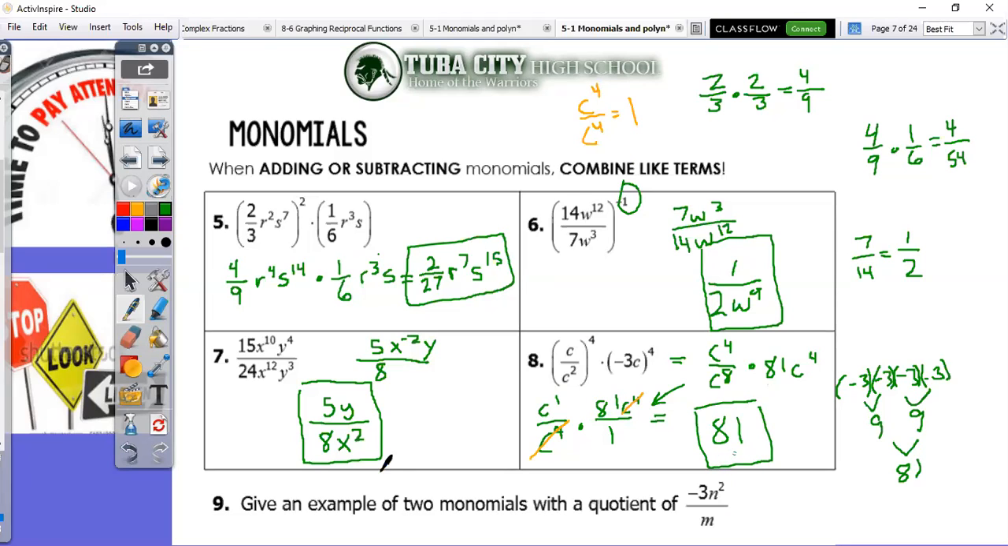And we also have one small problem. I didn't want to make a whole page of it, so I just stuck it down here. So here they want us to make a question that comes out to, well, it's got to be a quotient, so this means that we have to do a division type problem. So we have to divide something that will get us -3 times n squared all over m. So what can we do?